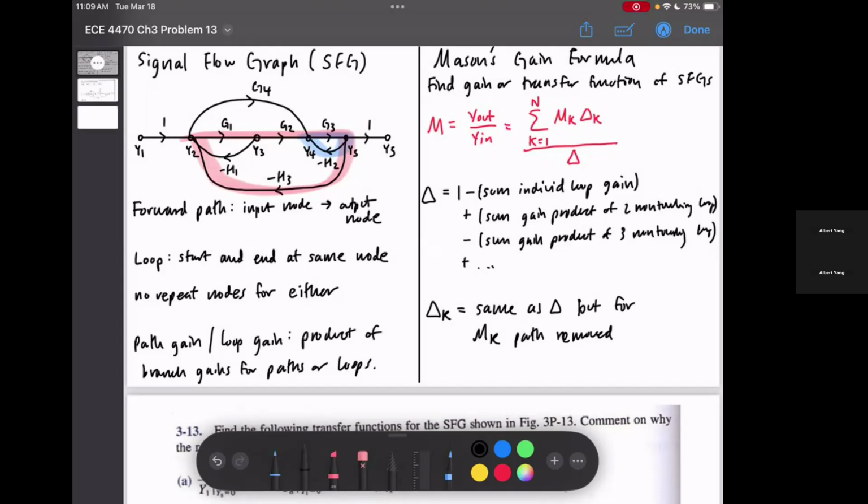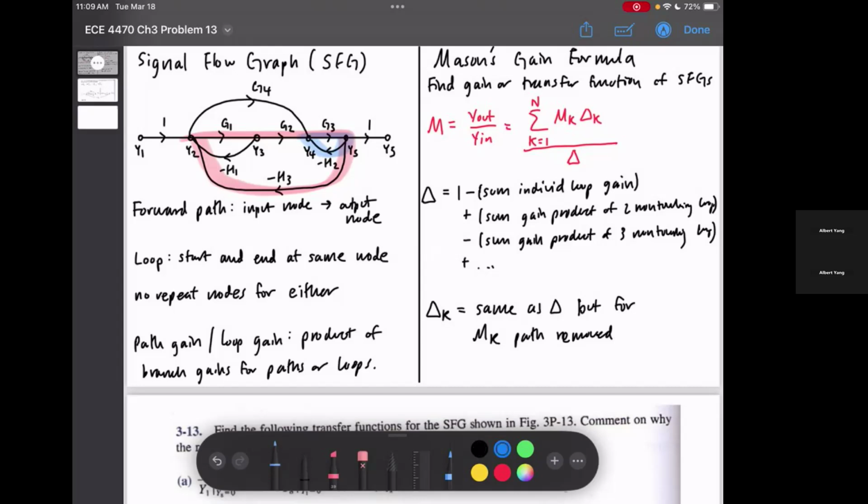But for when you remove that specific path, the overall determinant is just the delta, and that is always going to be 1, then minus the sum of all the individual loop gains. So you need to be able to find all the loops and find those gains, and then add them together. Then you have to subtract that from 1. And then there's also going to be plus the sum of the gain products of 2 non-touching loops.